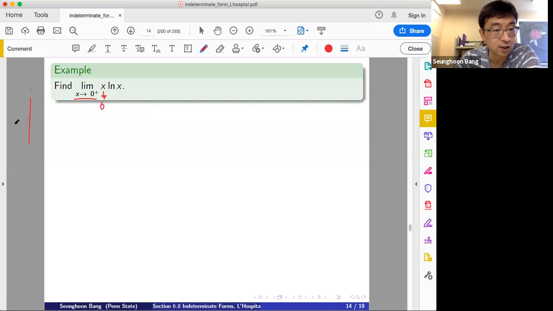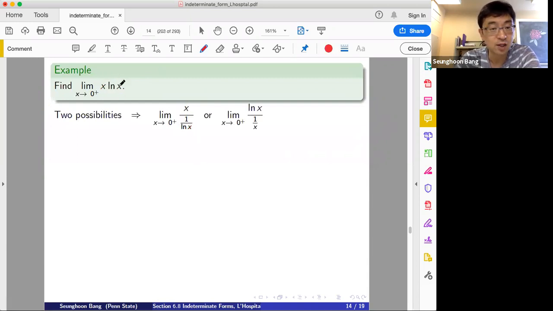What about ln of x? You can draw the graph of ln of x. So this is ln of x. As x approaches 0 from the right, the ln function is going down to negative infinity. Exactly a 0 times infinity form. We have an indeterminate form, and two possibilities. The first one: x goes to the top and ln of x goes to the bottom. This is type 1. The second possibility: ln of x goes to the top and x goes to the bottom.